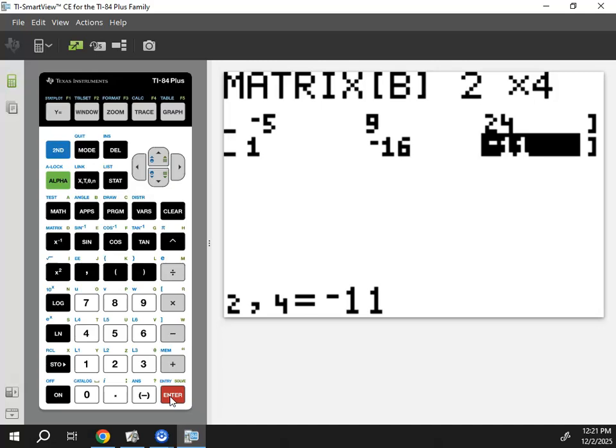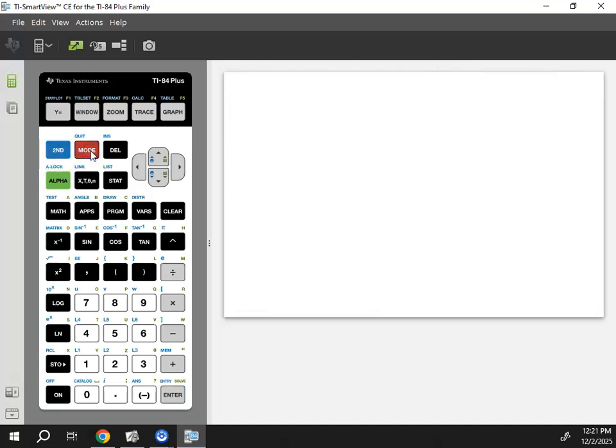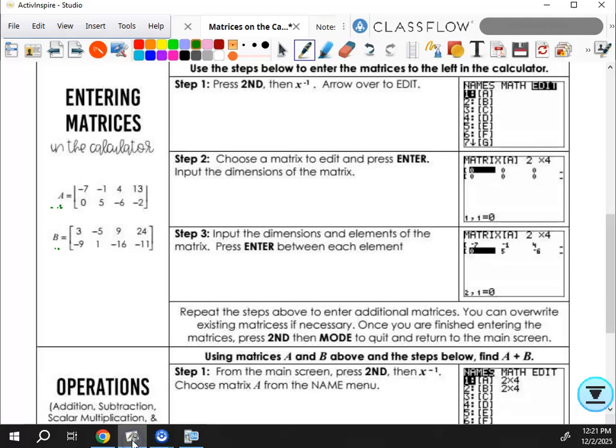How are we doing? Are we all typed in? So I'm going to get out of there. Second, quit. Okay. So now what we're going to do here, well, actually, this was just to get it all in there. Okay, so we got them all in there. And it even tells you here, second mode gets you back to your home screen and whatnot.